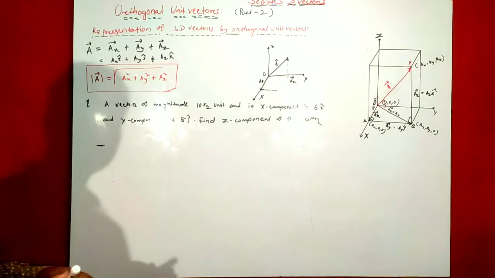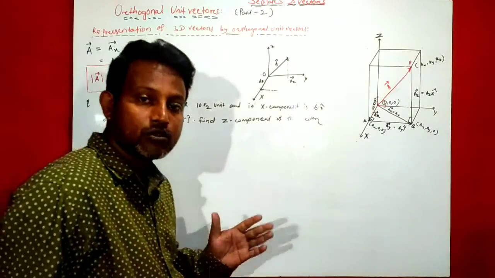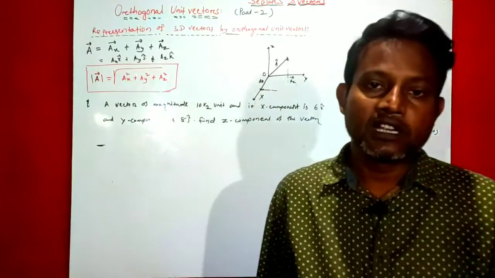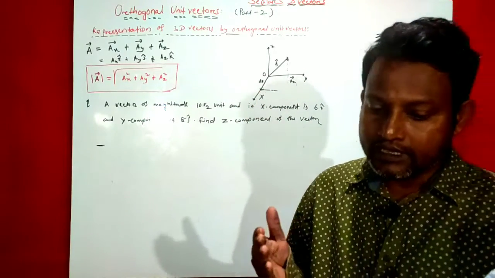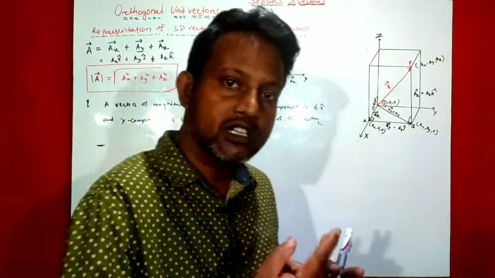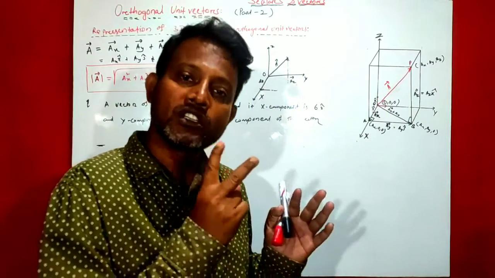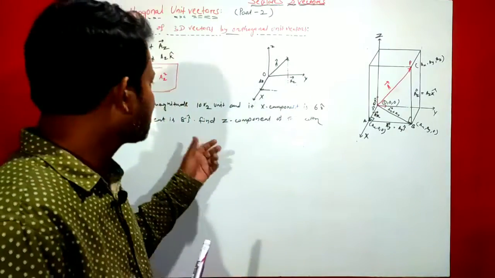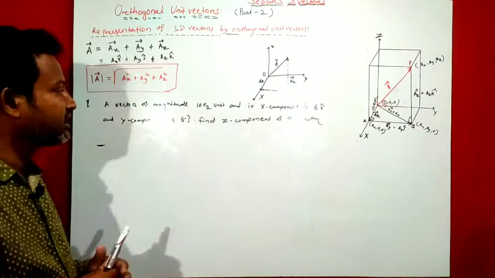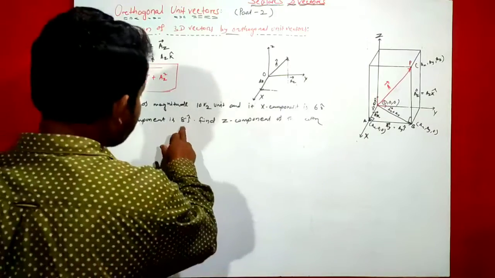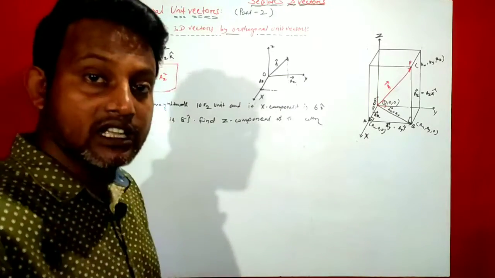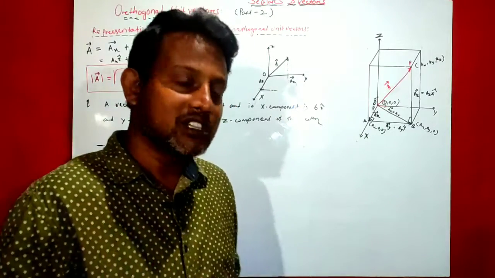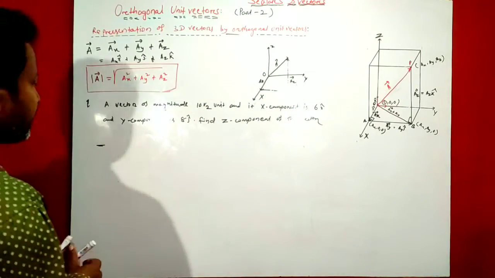See guys, in the question there is a vector giving its magnitude 10 root 2, and the question gives two of its components. One is x component, another is y component. X component is 6 I cap and y component is 8 j cap. Then find the third component, that means z component. We have to find the z component. So let's see.